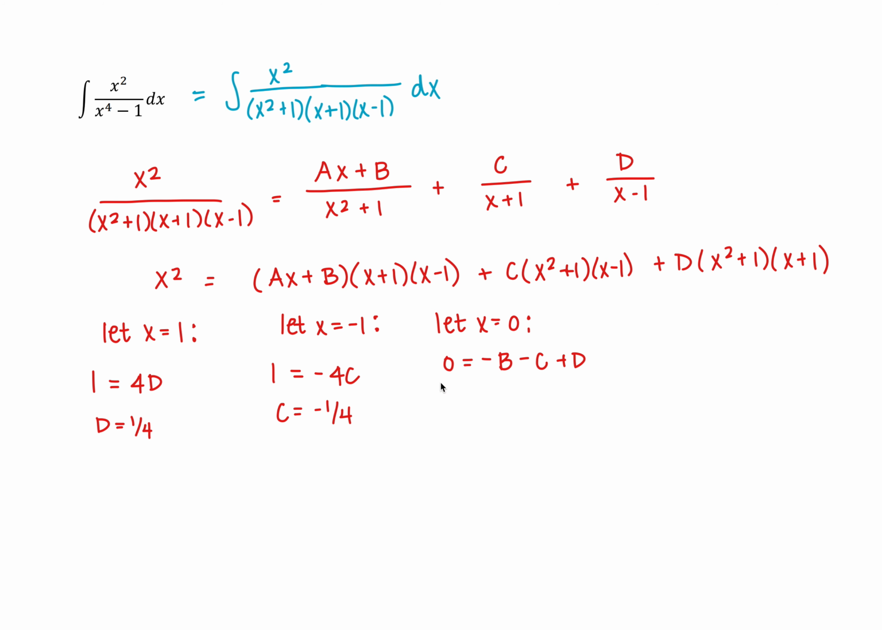So if I bring the b over to the left, I get a positive b is equal to negative c, so that's negative 1/4, plus d, which is positive 1/4. Well, the two negatives here make a positive. 1/4 and 1/4 give us a 1/2 for b.